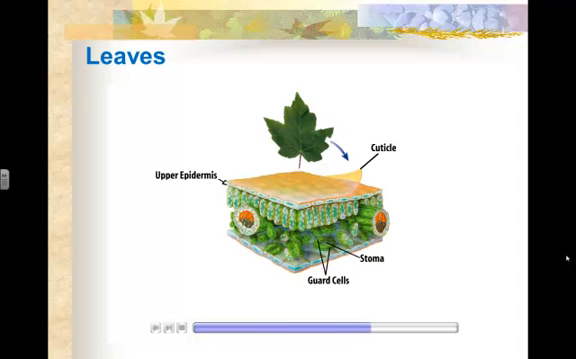Just below the upper epidermis is the palisade layer. Between the palisade layer and the lower epidermis is the spongy layer. In a leaf, veins containing the vascular tissues xylem and phloem are found in the spongy layer.